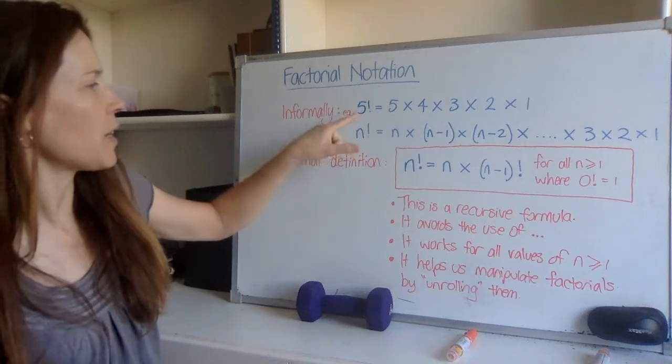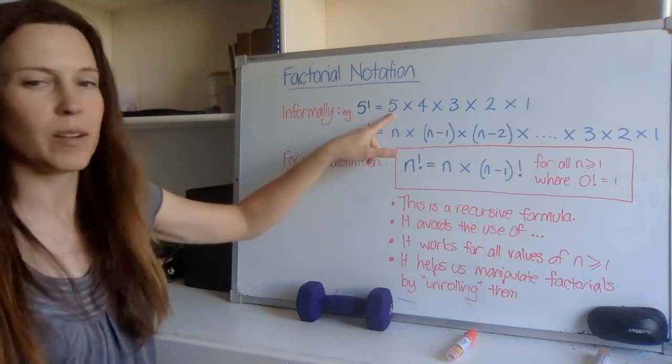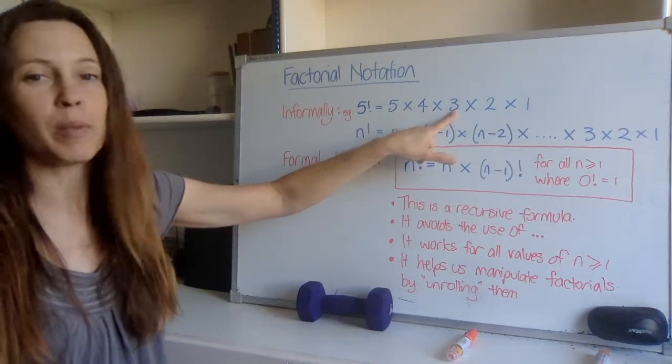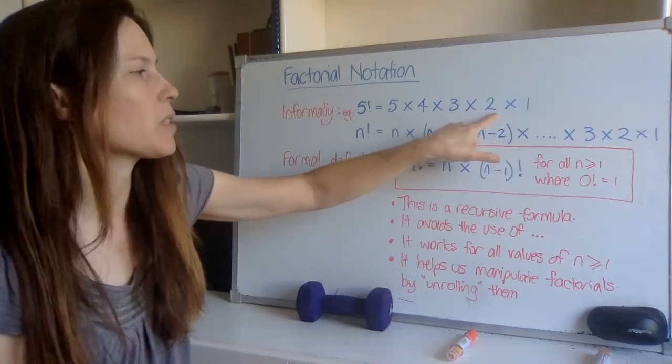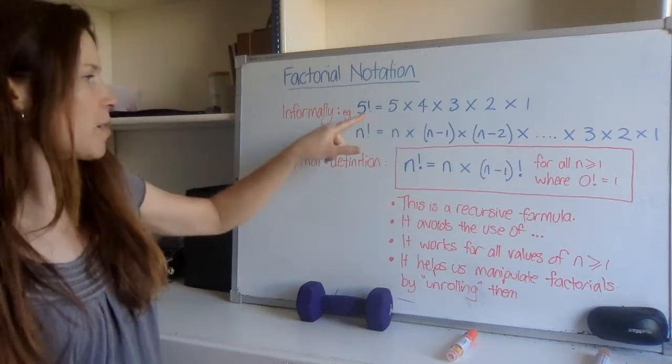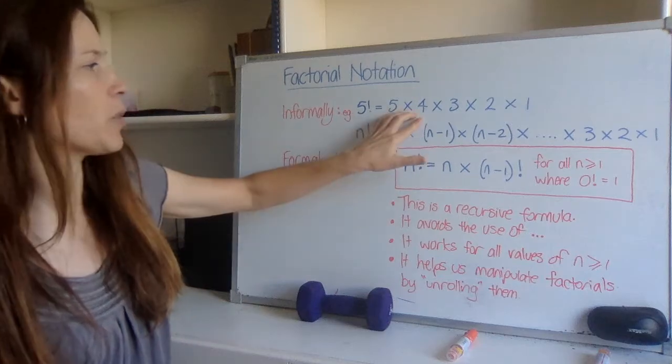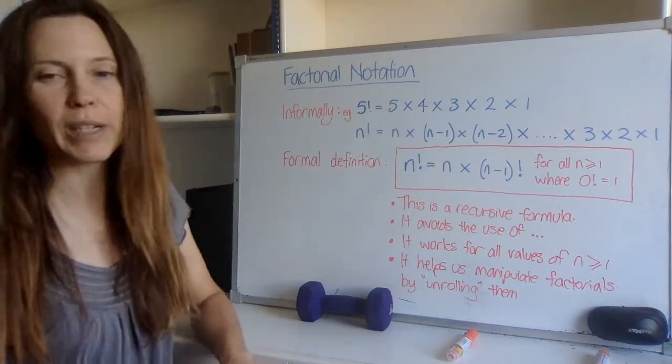Now, what this exclamation mark means is an operation. It means take that number that you've started with and multiply it by a number that's one smaller, and then multiply that by a number that's one smaller again, and one smaller again, and one smaller again. So, for example, 5 factorial would be 5 times 4 times 3 times 2 times 1. And we can work that out and see that that's 120.